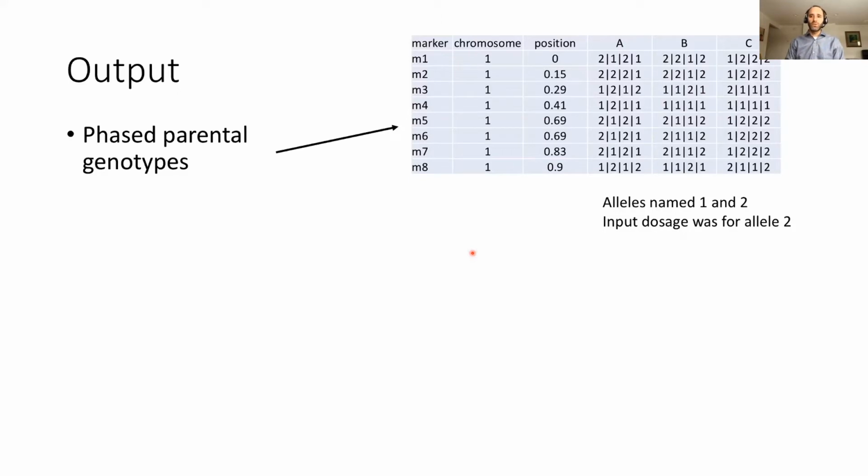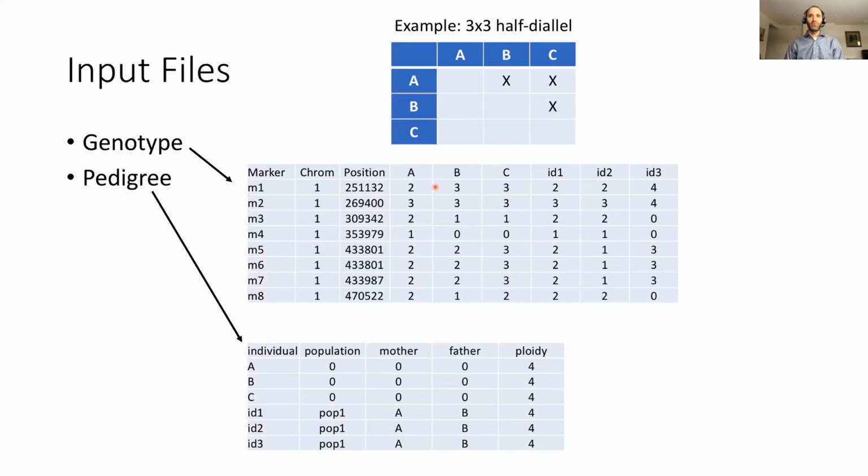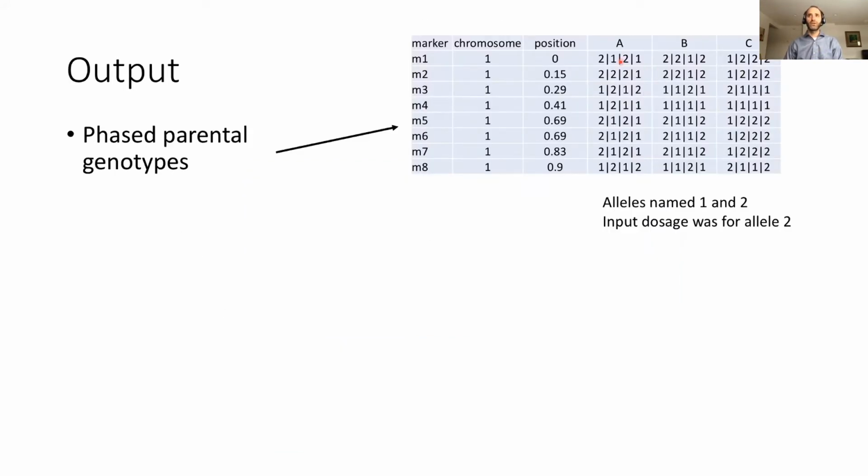All right, and what does the output that you get look like? One piece of output is the phased parental genotypes. So if we toggle back and forth here, in the input file, we had the allele dosage for the three parents, and in the output now, for each one of those cells, it's going to tell us what the phased genotype is for that particular marker and sample. The alleles are named 1 and 2 in PolyOrigin, so that's why you see 1s and 2s separated by the vertical pipe, and that pipe is the separator for the different homologous chromosomes.